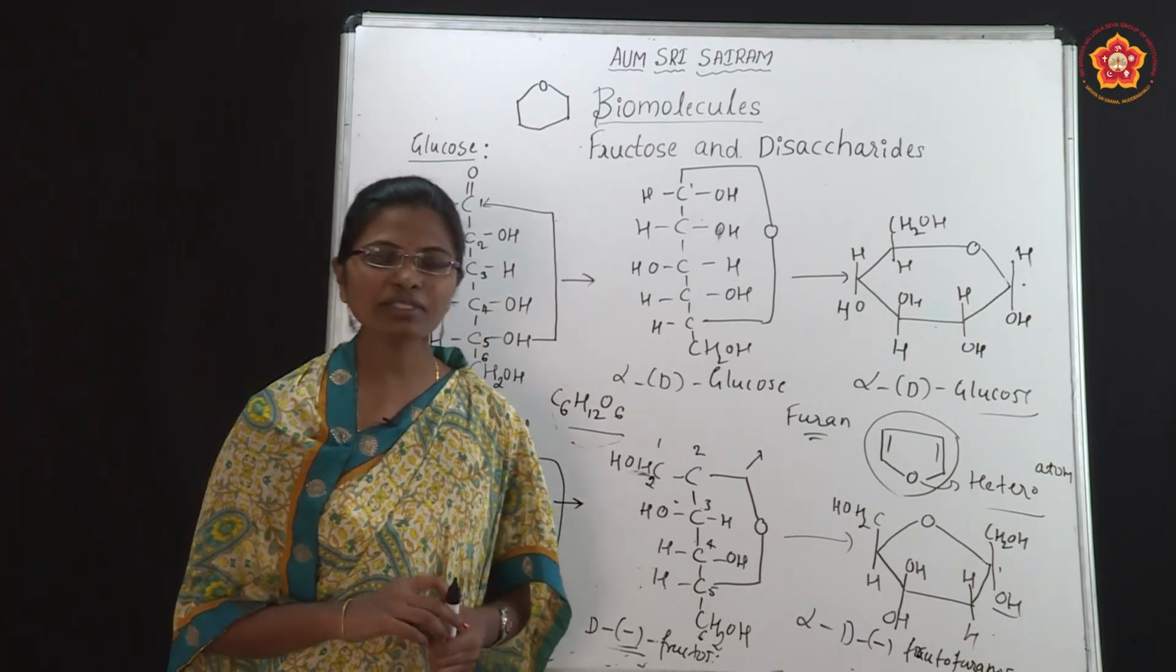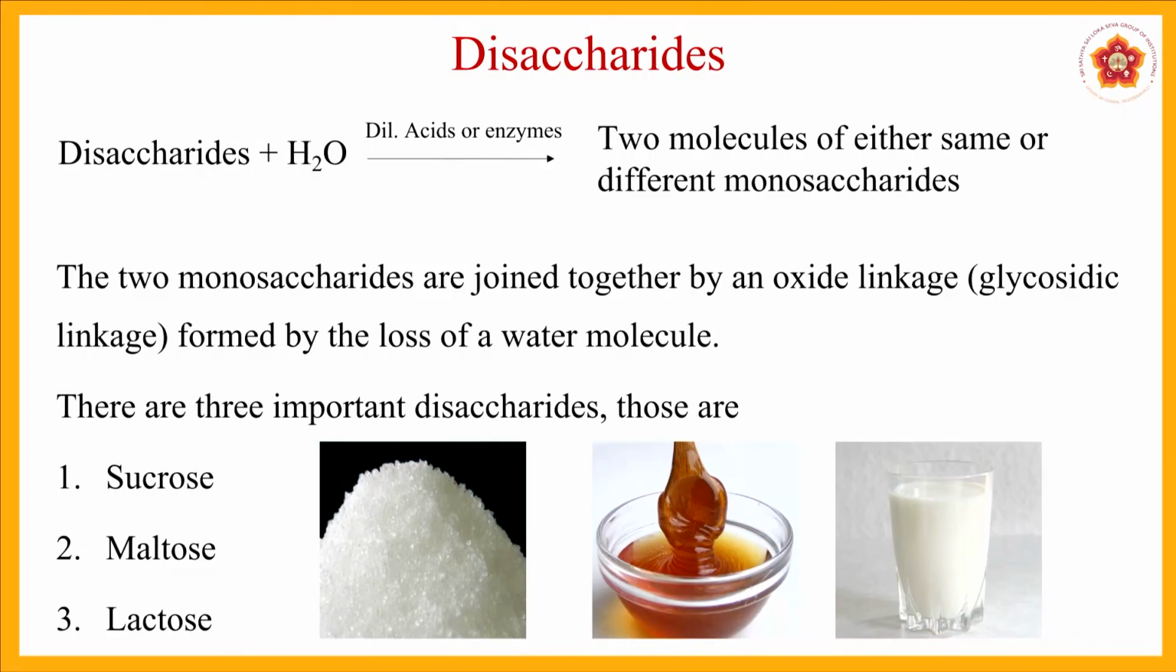Okay, the next concept we will study is the disaccharide. So what is meant by disaccharide here? Disaccharides means when we hydrolyze the disaccharide compound, in the presence of dilute acids or enzymes, it gives 2 molecules of either the same or different monosaccharides. The 2 monosaccharides are joined together by an oxide linkage, that is glycosidic linkage, formed by the loss of a water molecule. There are three important disaccharides: first one is sucrose, second one is maltose, and third one is lactose.